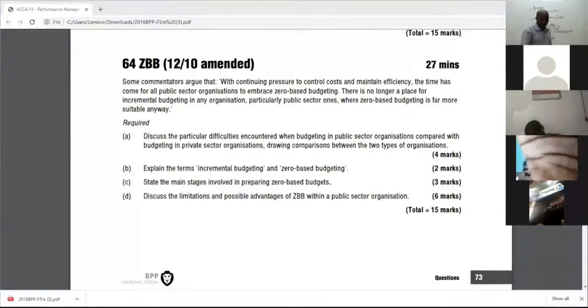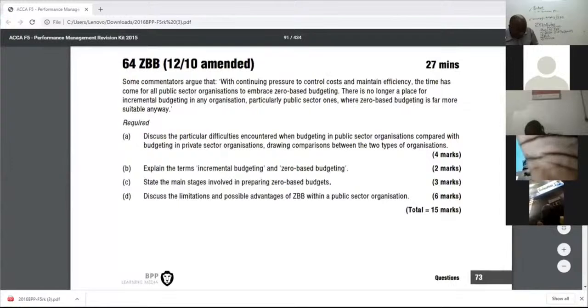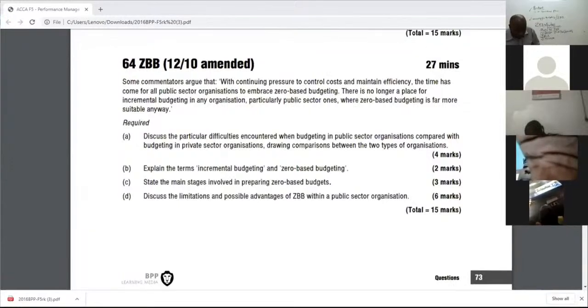Look at part B of the question. They want to explain the terms in incremental budgeting and zero-based budgeting that I've done. Look at C: state the main stages involved in preparing zero-based budgets. I know them. Number 1 is activities. Number 2 is rank. Number 3 is allocate resources. D: discuss the limitations and possible advantages of ZBB within a public sector organization.